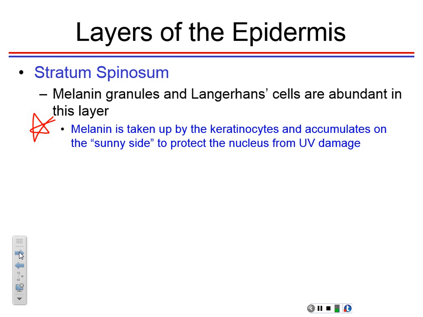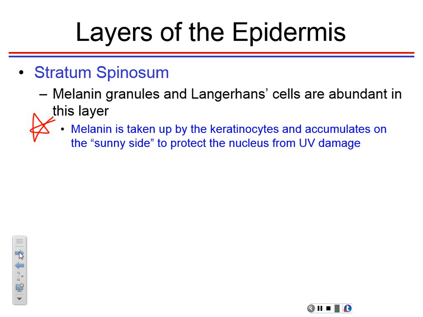Okay, so stratum spinosum also kind of limits the nutrients a little bit. Melanin is taken up by these keratinocytes and accumulates on the sunny side, which is the apical surface of the cell, the most superficial layer, because that is the layer exposed to UV light, right? So that's where melanin is going to stand and wait to protect against UV.